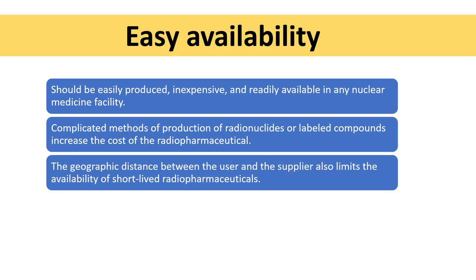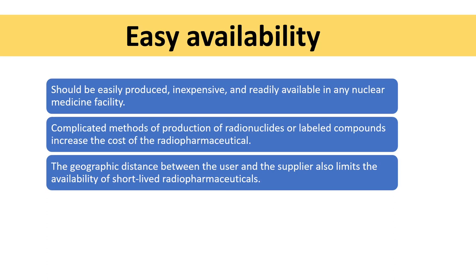It should be easily produced, inexpensive, and readily available in any nuclear medicine facility. When a radiopharmaceutical is produced easily, there is a reduced cost of production. When you go for complicated methods of production of radionuclides, it also leads to an increase in the cost of the radiopharmaceutical. For example, the cost of preparation of a generator-based pharmaceutical like technetium MDP is very low, whereas for FDG production the cost is quite higher because you need a defined cyclotron facility to produce F18 from O18 water.